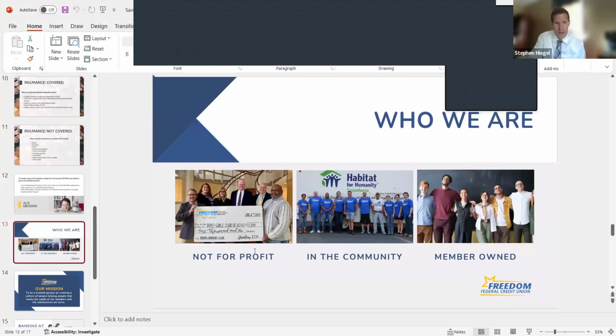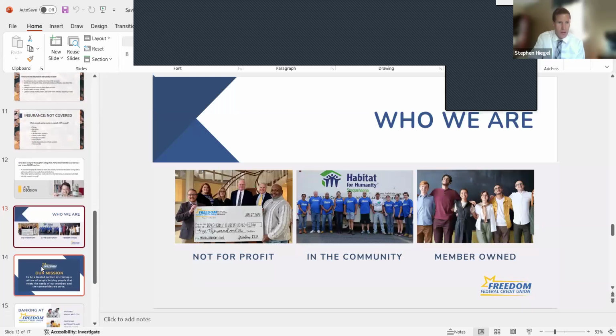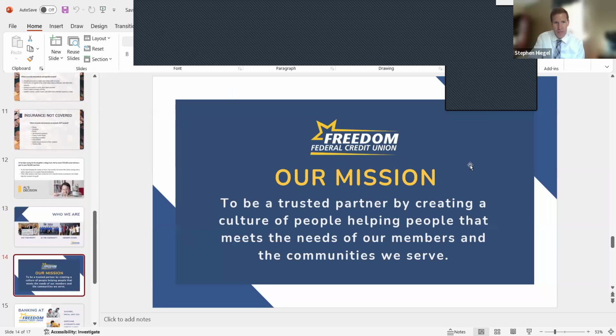Who we are. We are not for profit, in the community, and member owned. That's Freedom Federal Credit Union. We have 5 branches in Harford County, 1 in Baltimore County, with several new branches on the way by the end of 2024. We recently announced a merger with Atlantic Financial Federal Credit Union, so we'll have a branch in Hunt Valley and a branch in the Pikesville area by the end of 2024. And Freedom Federal Credit Union's mission is to be a trusted partner by creating a culture of people helping people that meets the needs of our members and the communities that we serve.